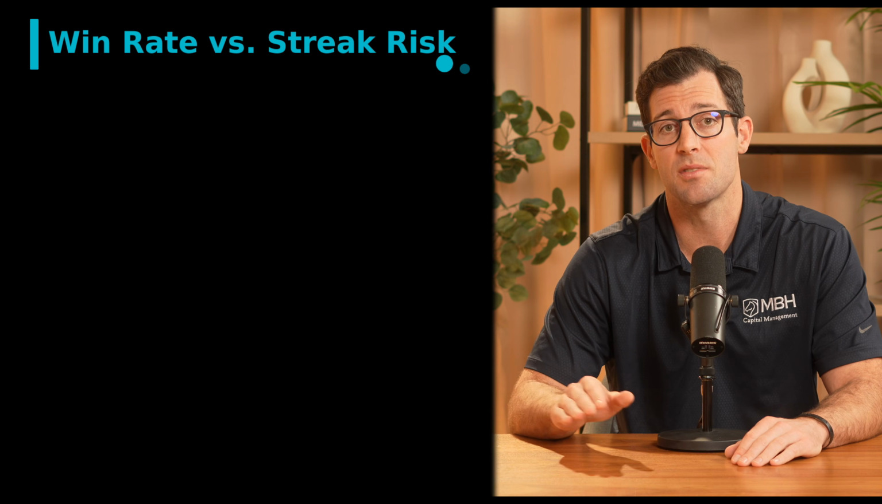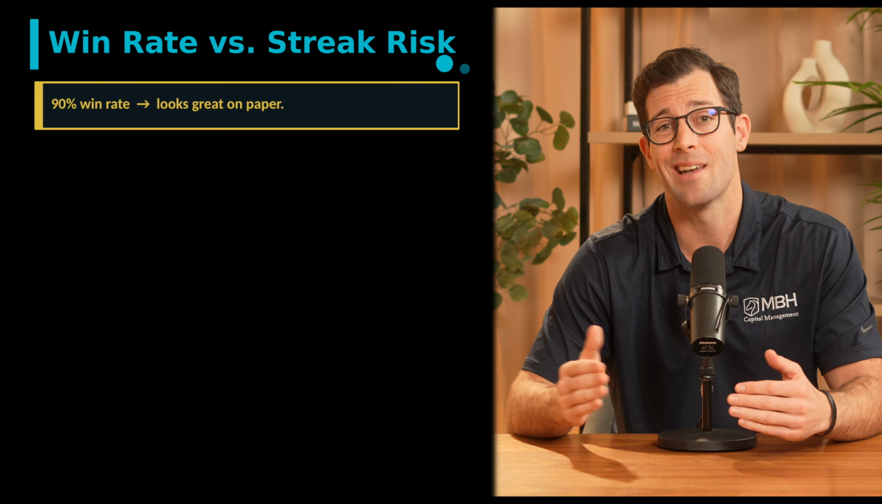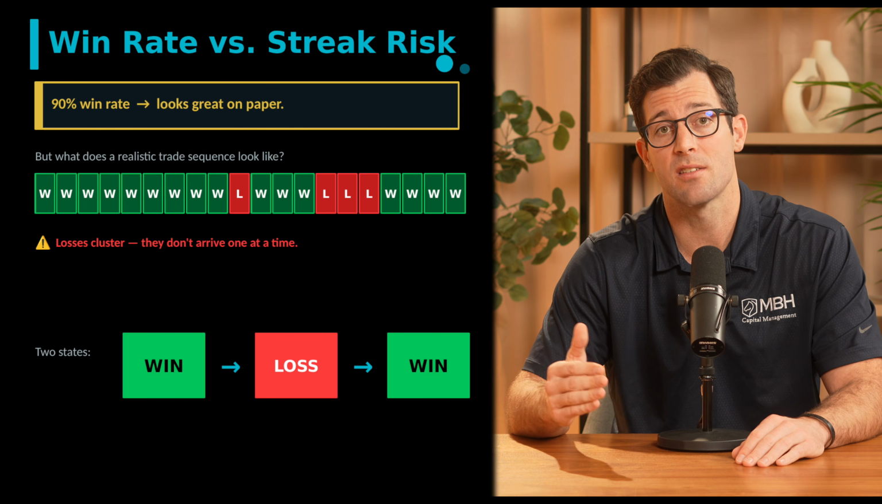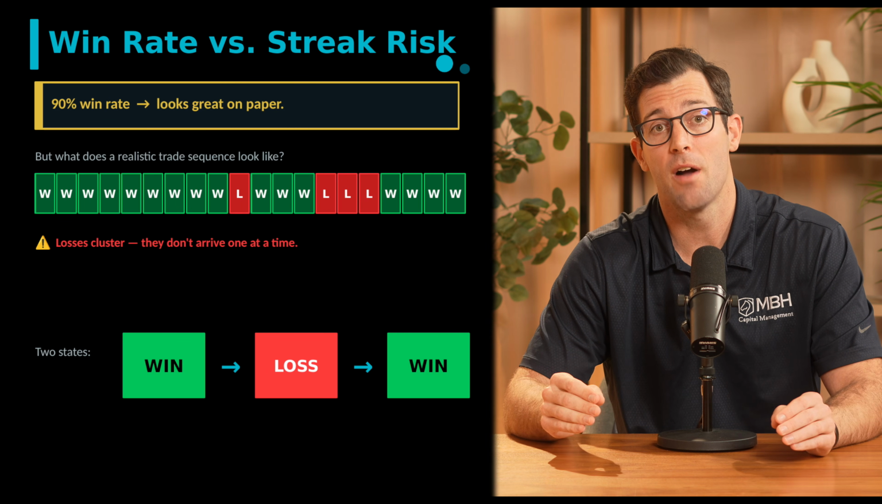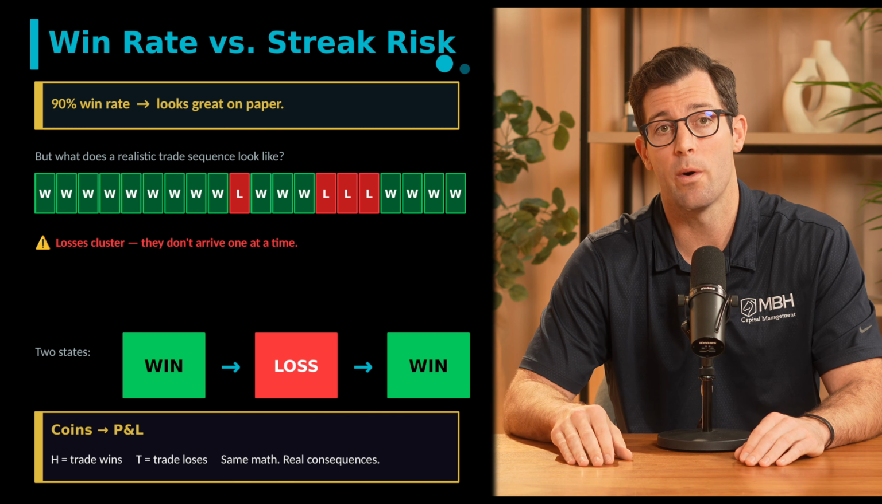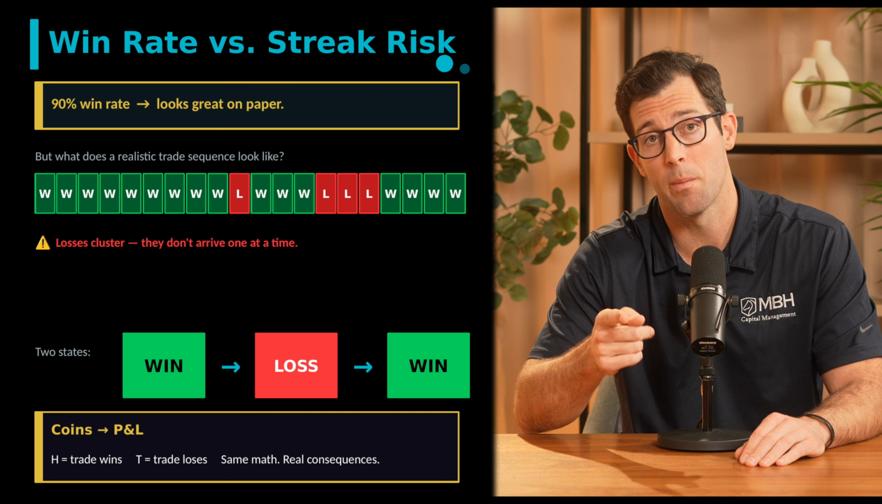A lot of traders obsess over win rate. "I win 90% of the time." Great, but they never think about when those losses can cluster together. Markov chains give us a clean way to model those streaks. We'll start with coins, then map it out directly to your P&L.